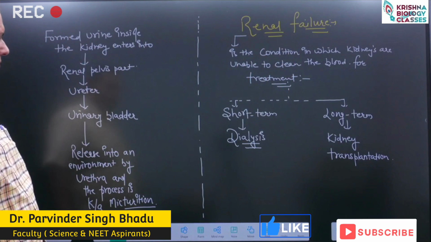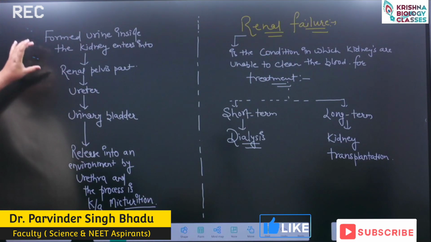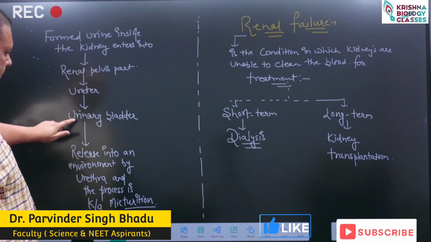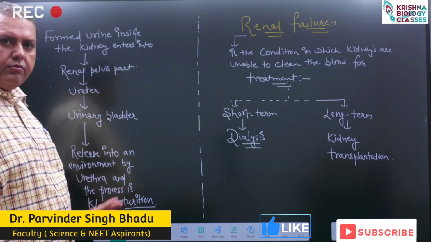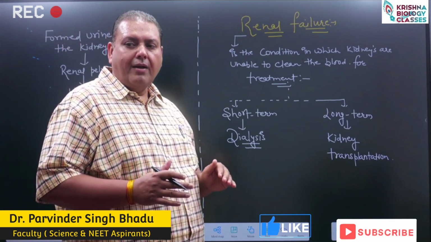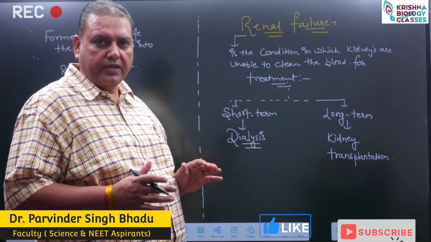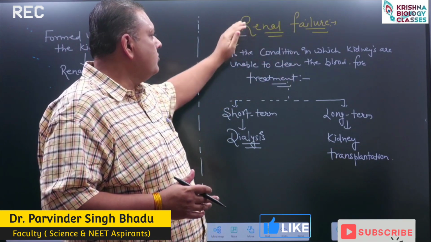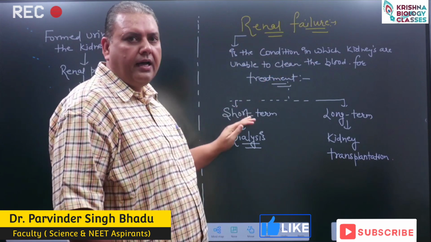Now, once the urine is formed, this urine will enter into the renal pelvis part, then inside the ureter, urinary bladder, and with the help of urethra we will release it through micturition. Now sometimes our kidney becomes unable to perform this function, and that condition is known as renal failure. So renal failure is the condition in which kidneys are unable to clean the blood.